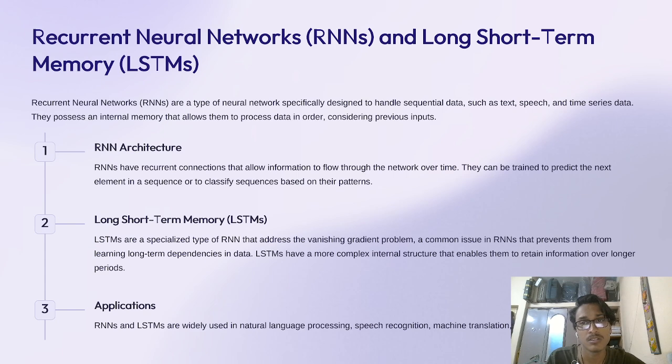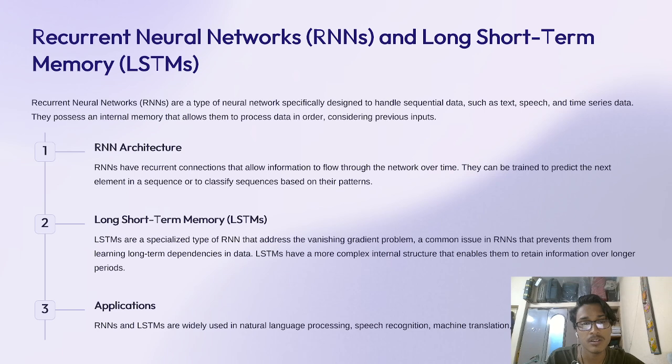Recurrent neural networks and long short-term memory networks are a type of neural network specifically designed to handle sequential data such as text, speech, and time series data. They possess an internal memory that allows them to process data in order, considering previous inputs. RNN architectures have recurrent connections that allow information to flow through the network over time. They can be trained to predict the next element in a sequence or to classify sequences based on their patterns.